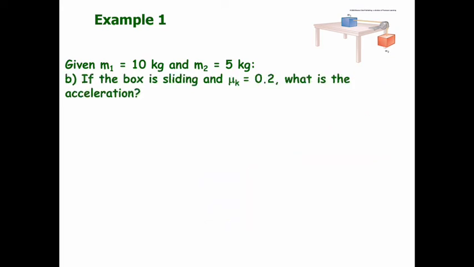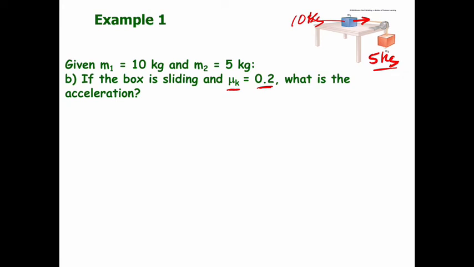So for part B, we have the same basic setup. We got 10 kilograms up here. We got 5 kilograms down here. But in this case, the box is moving with a coefficient of kinetic friction of 0.2. And we want to know how much it is accelerating.